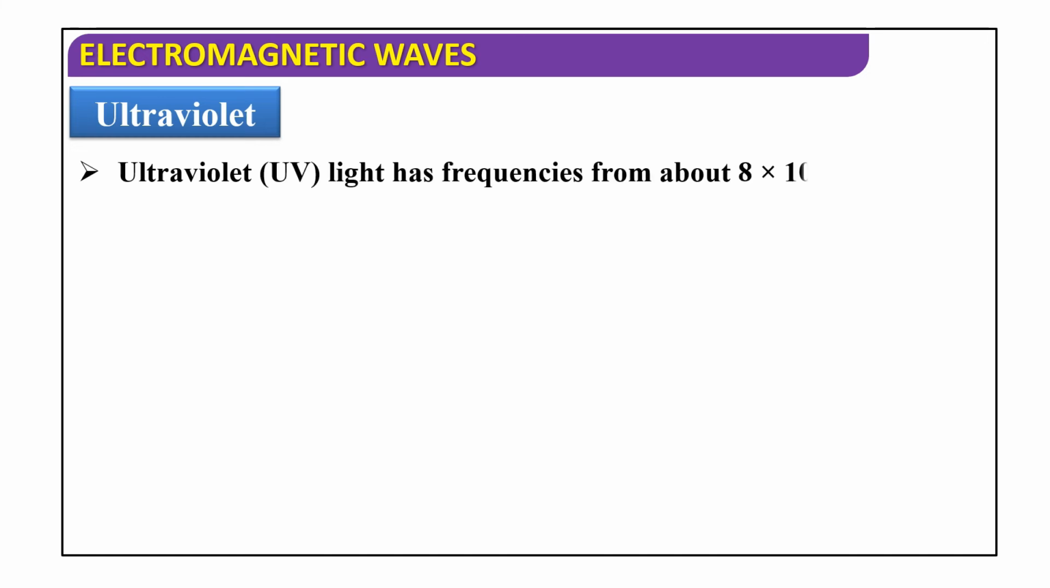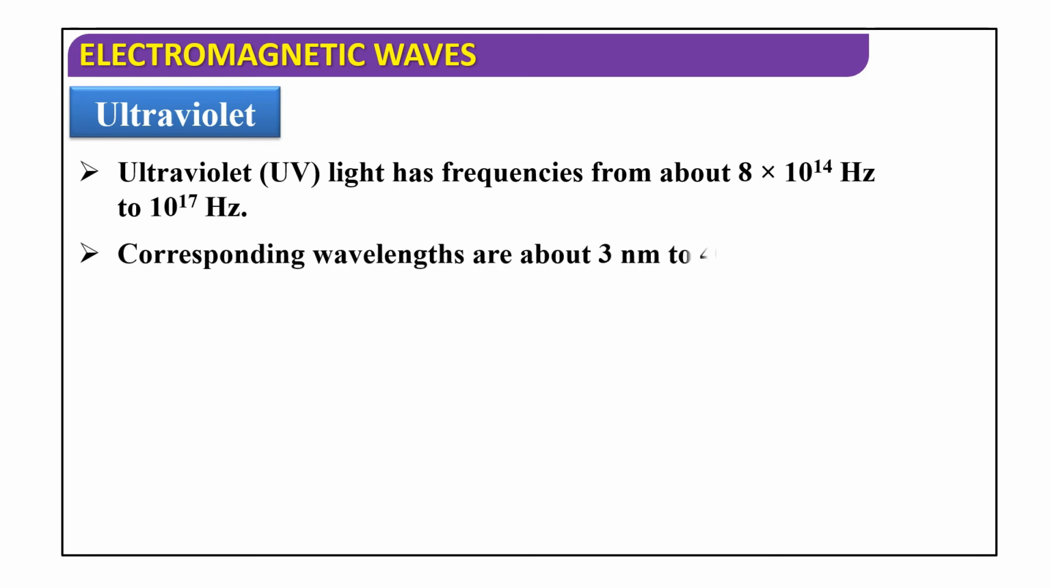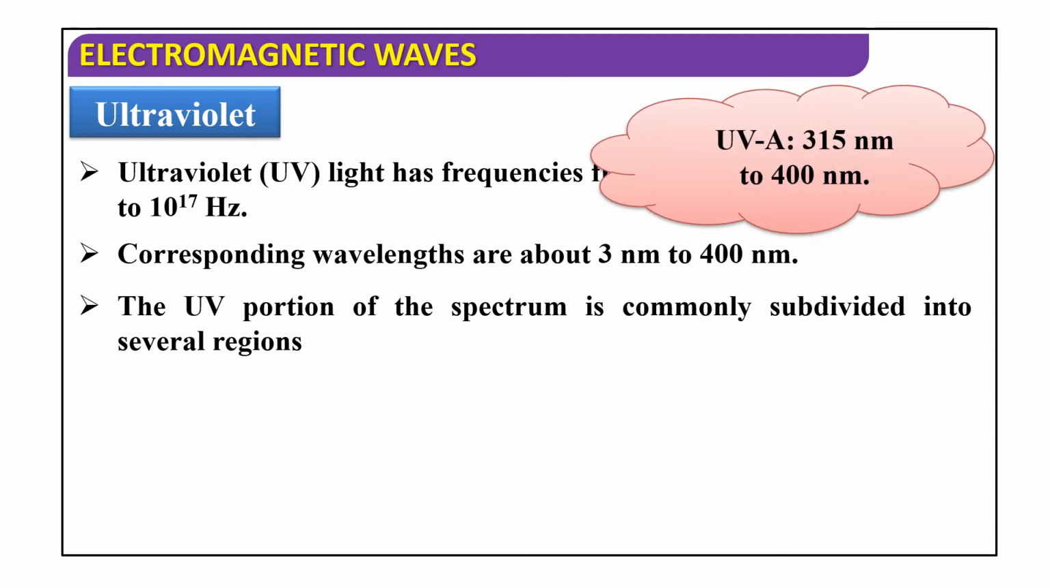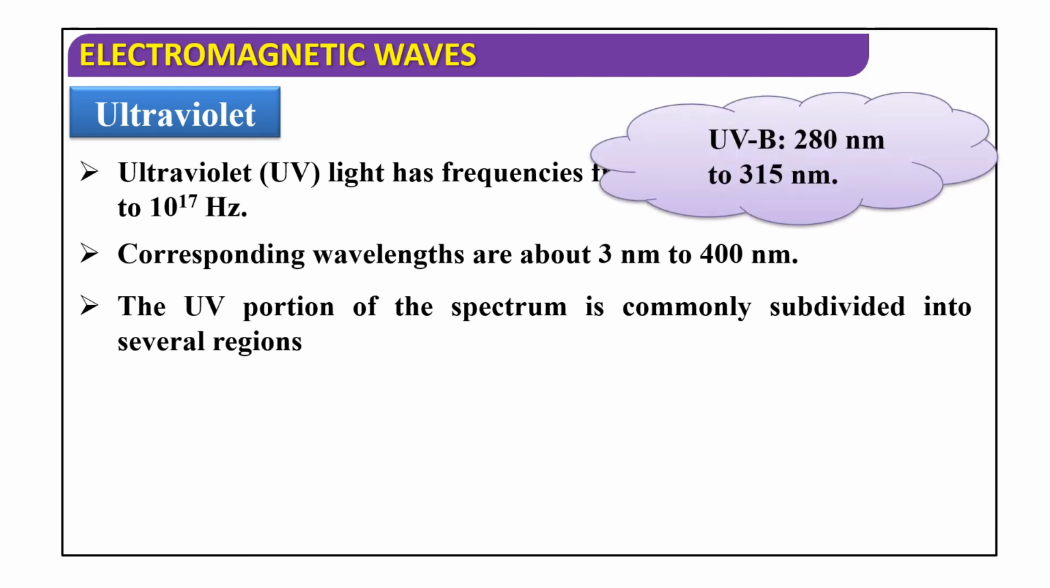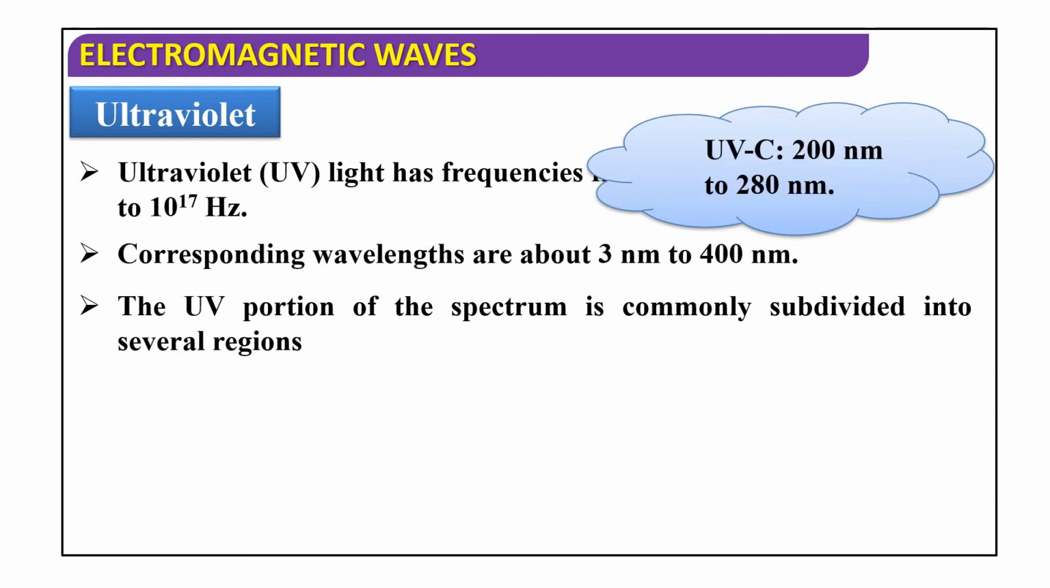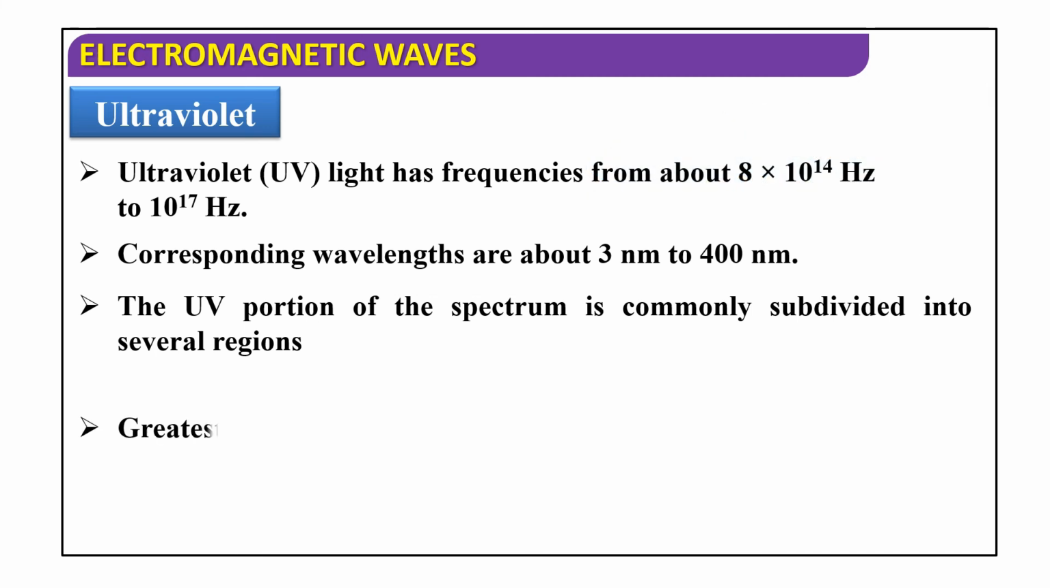Ultraviolet light has frequencies from about 8 into 10 to the power of 14 Hz to 10 to the power of 17 Hz. Corresponding wavelengths are about 3 nanometers to 400 nanometers. The UV portion of the spectrum is commonly subdivided into several regions: UVA is 350 nanometers to 400 nanometers. UVB is 280 nanometers to 315 nanometers. UVC is 200 nanometers to 280 nanometers, with the greatest potential for damaging tissue.